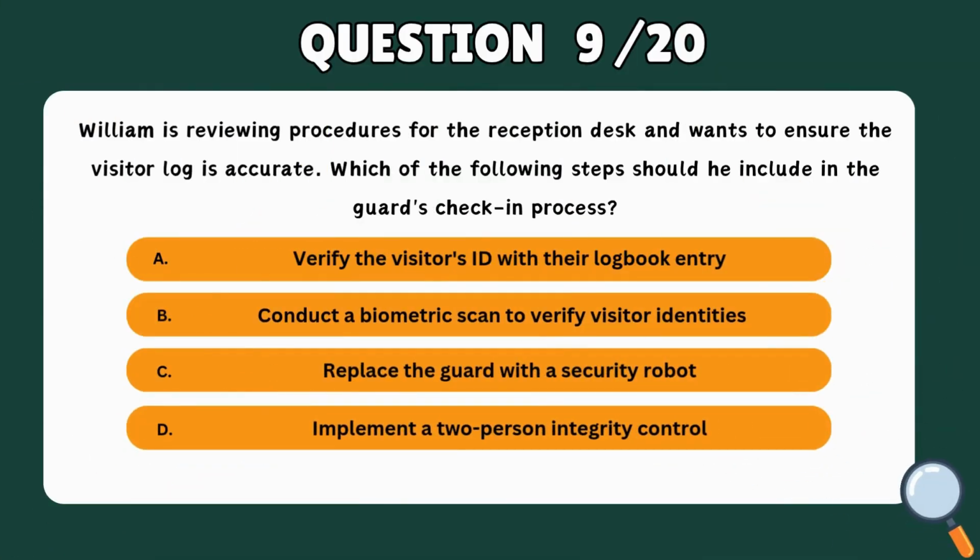Question 9. William is reviewing procedures for the reception desk and wants to ensure the visitor log is accurate. Which of the following steps should he include in the guard's check-in process? A. Verify the visitor's ID with their logbook entry. B. Conduct a biometric scan to verify visitor identities. C. Replace the guard with a security robot. D. Implement a two-person integrity control. Correct answer: A. Verify the visitor's ID with their logbook entry.